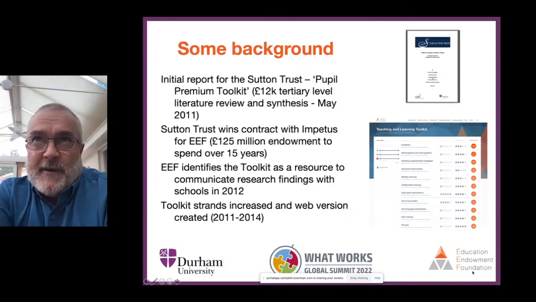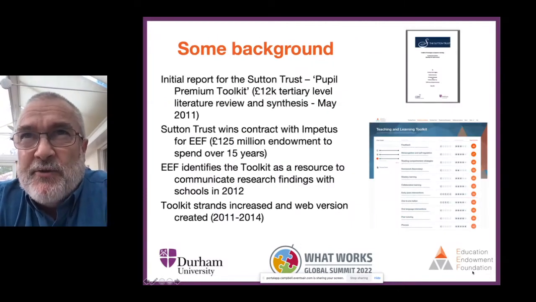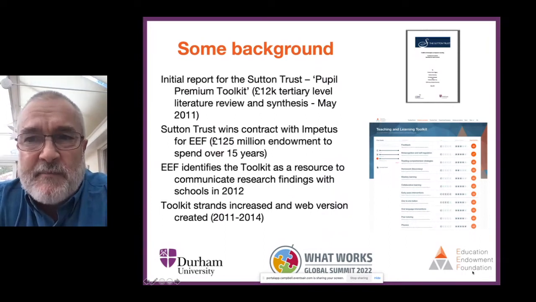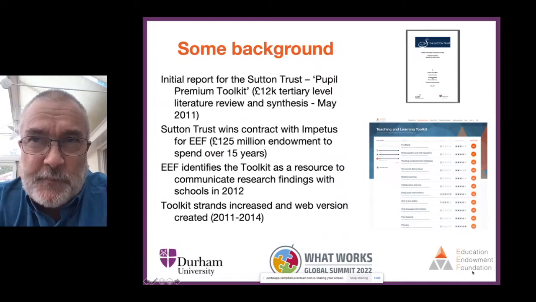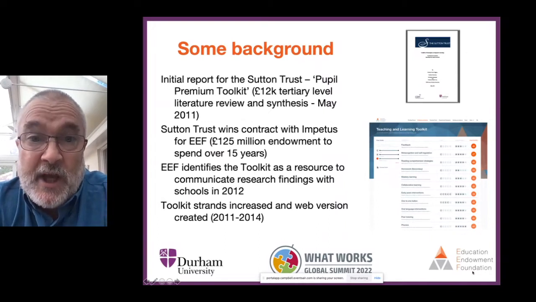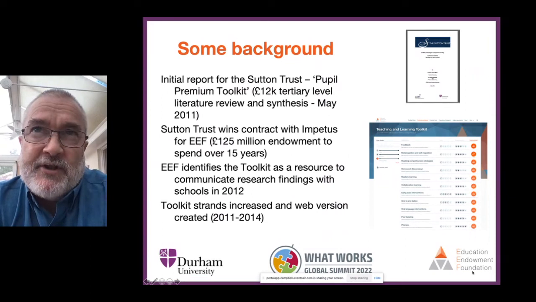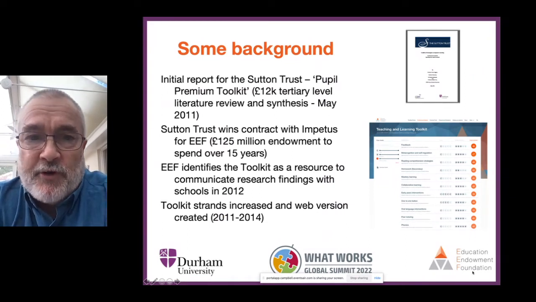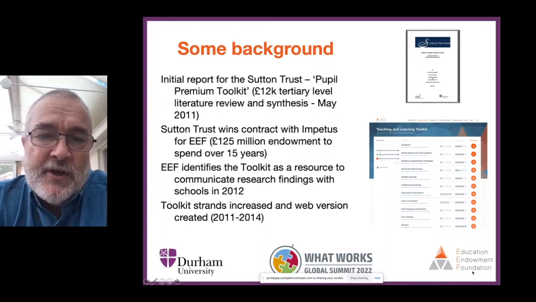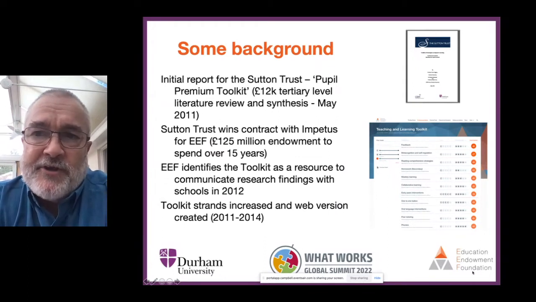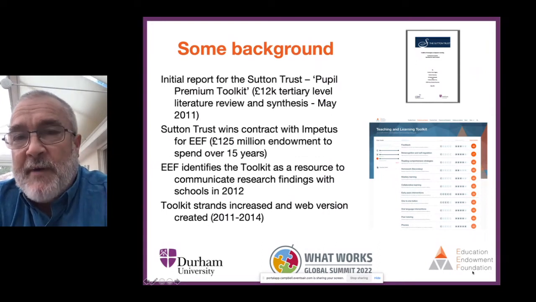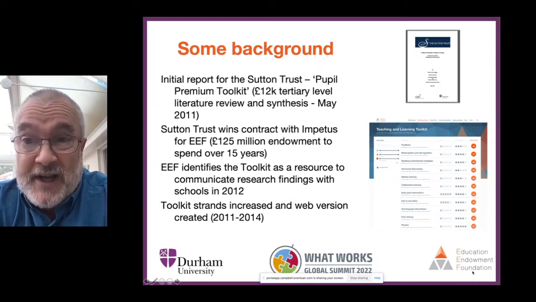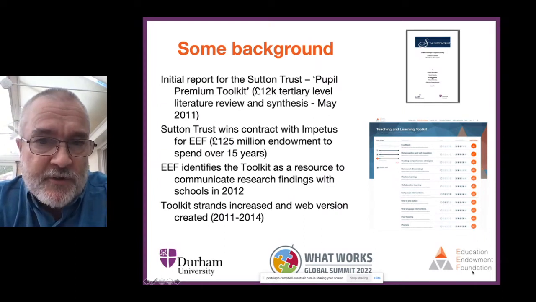Okay, a little bit of background. The toolkit came about through a slightly odd set of circumstances. It actually came about as a kind of policy review when the UK government announced a strategy for England to provide additional resource for children from disadvantaged backgrounds. And the Sutton Trust asked some of us at Durham to think about how that money might best be spent by schools to support outcomes for disadvantaged children in school.